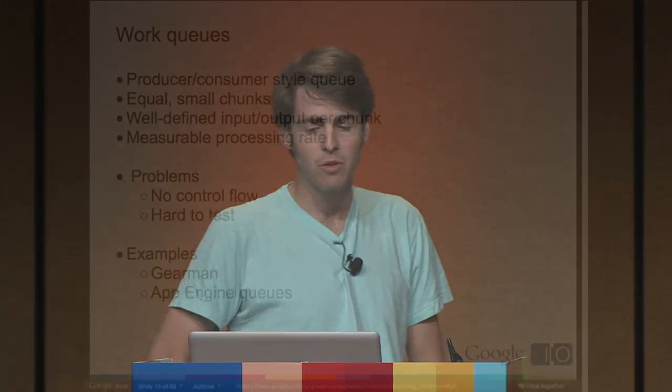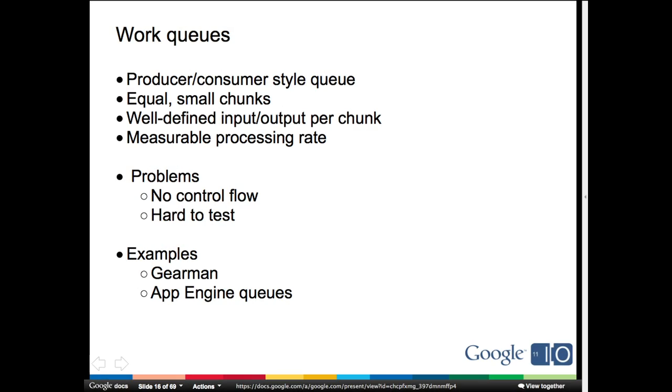Another one is work queues. This is very similar to App Engine queues, or Gearman, if you've heard of that. Producer-style, consumer-style queues, where everything's a small chunk of equal size. The input and output are really well defined. The big thing here is that they're linear: do A, then B, then C, then D, then E, always, or dump it in the error bucket. I think work queues work really well for that kind of stuff, and you see that a lot.